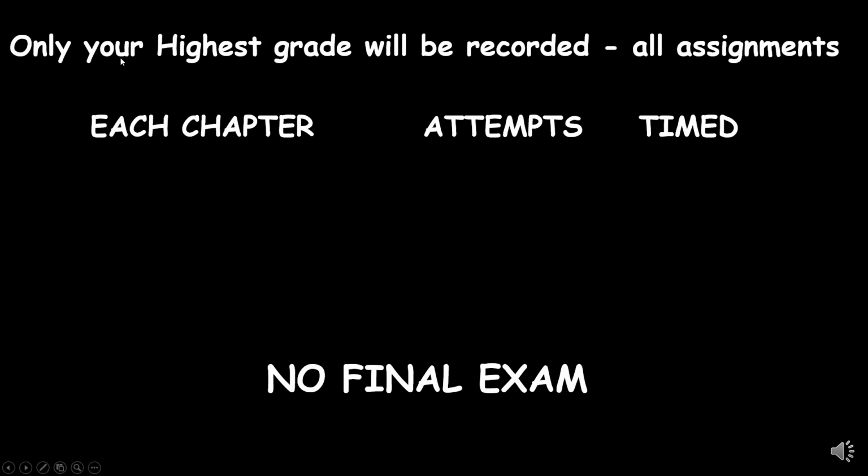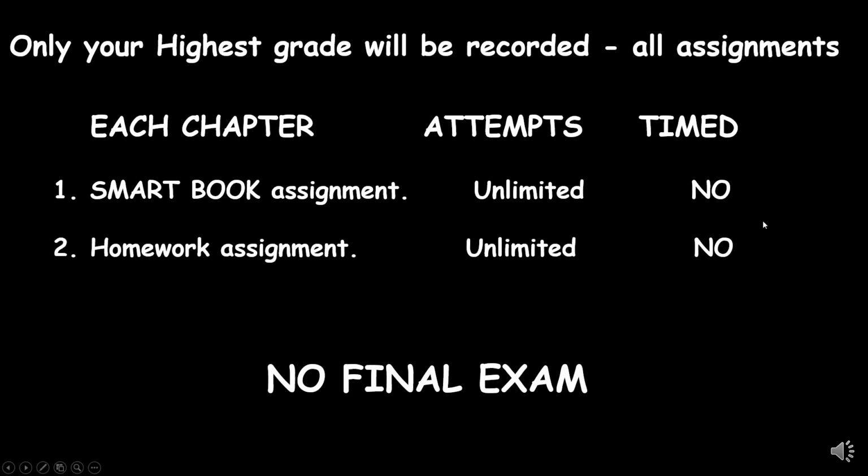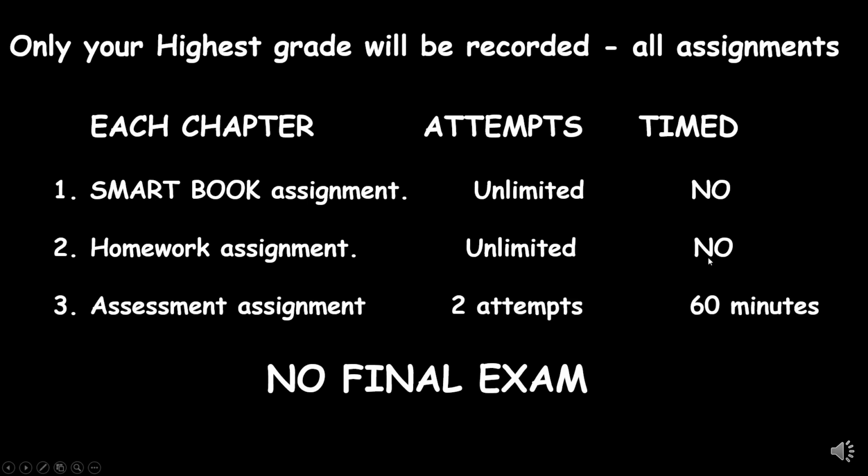Now, how this class works. Only your highest grade will be recorded on all assignments, and for each chapter we'll have a SmartBook assignment. It has unlimited attempts and it's not timed. We'll also have a homework assignment, and it'll be unlimited attempts, and that'll also be not timed. And then last but not least, we'll have what's called an assessment assignment, and you'll get 2 attempts on this, and that'll be a timed assignment. It's worth 60 minutes. And again, for all these assignments, I'll record only your highest score, and of course there's no final exam for the class.